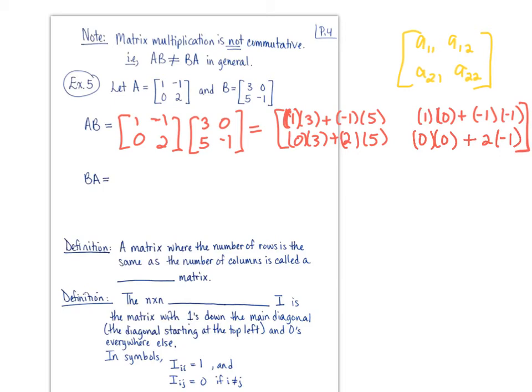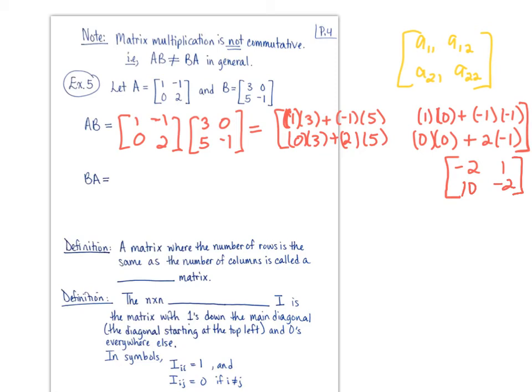And simplifying that matrix, we get 3 minus 5 is -2. Then we have 0 plus 1 is 1. Then we have 0 plus 10 is 10. And then we have 0 plus -2 gives us -2. Okay, so that is equal to the product A times B.